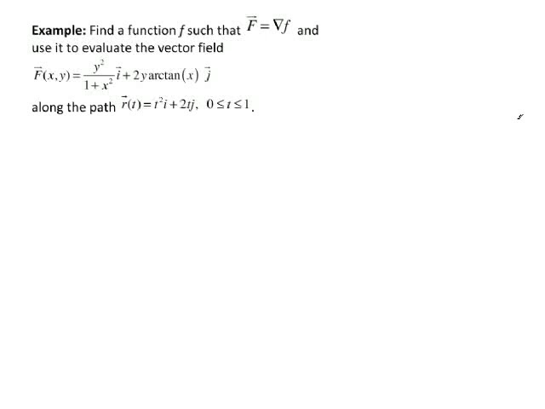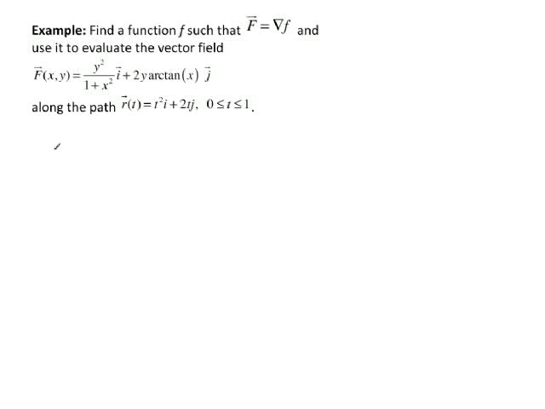Let's take a look at the fundamental theorem of line integrals. A quick example. I want to find a function f such that this vector field is equal to the gradient of this function f, and I want to use it to evaluate the line integral of the vector field given by y squared over 1 plus x squared i plus 2y arctan x j, along the path t squared plus 2t, where t goes from 0 to 1.